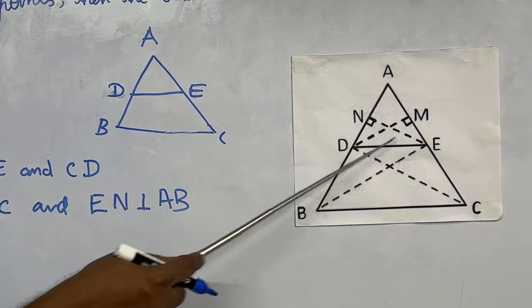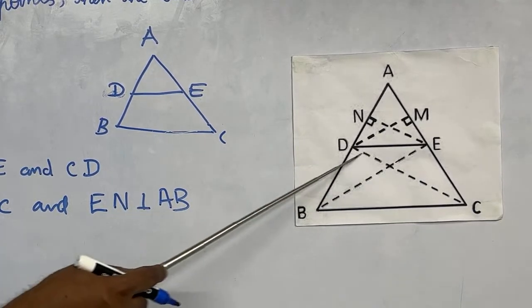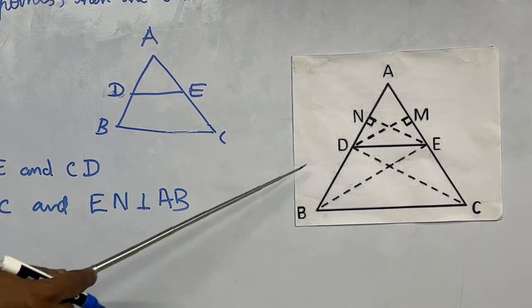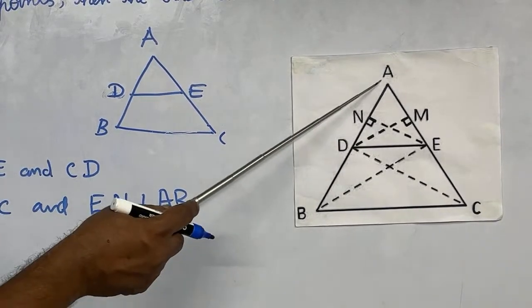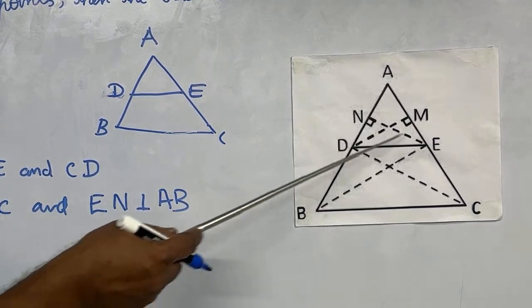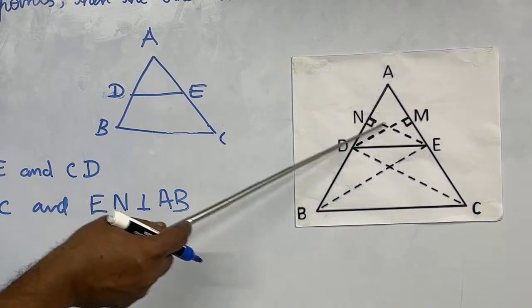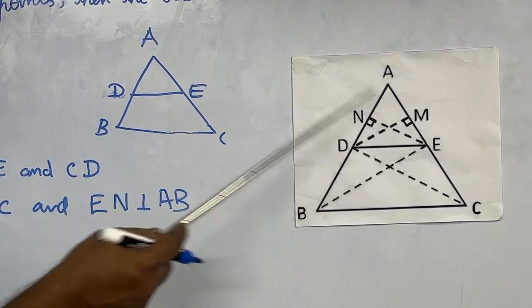What is the base of this one? Actually, with ADE, people will think that DE is the base. No, we have to consider AD as the base, and the height of this triangle is EN. EN is the altitude or height of the triangle.